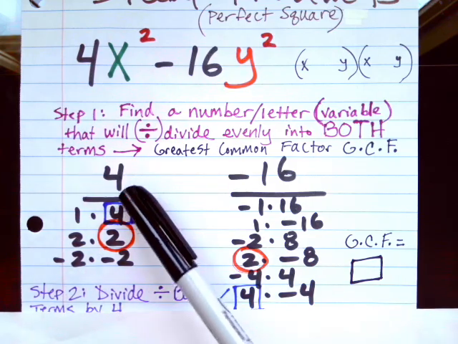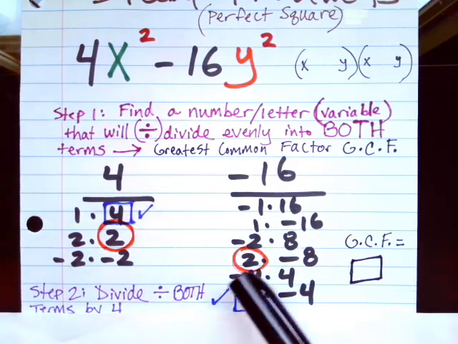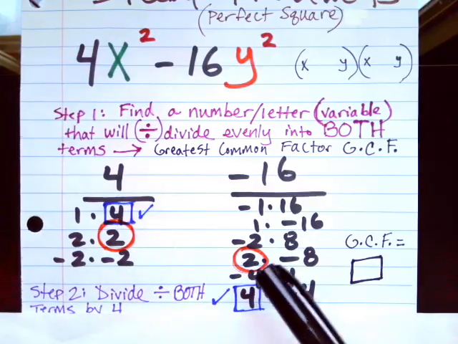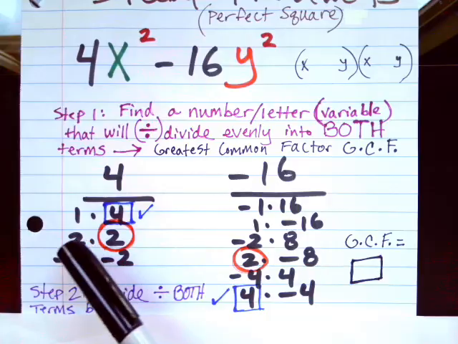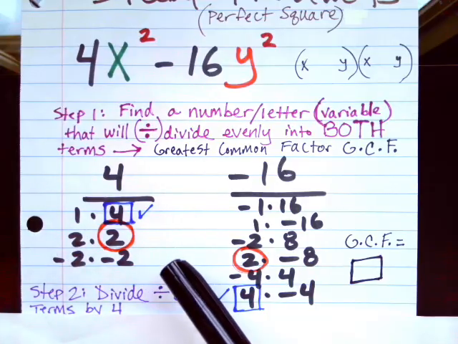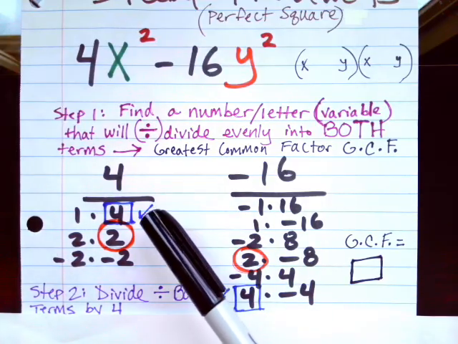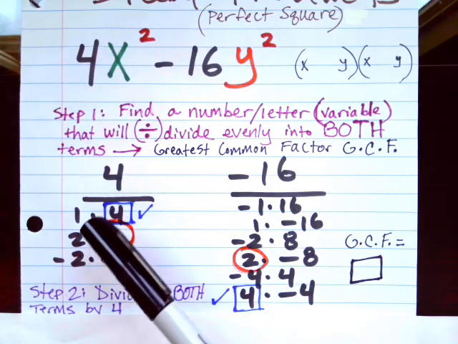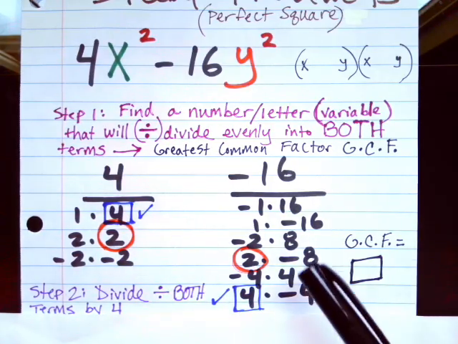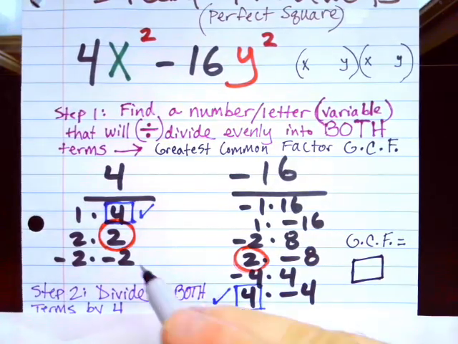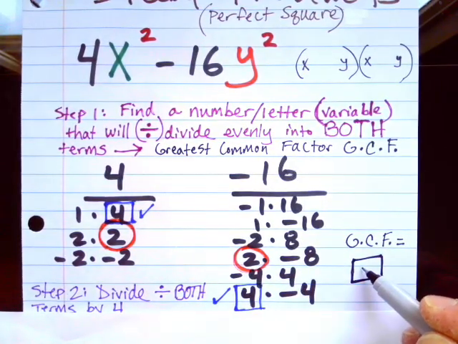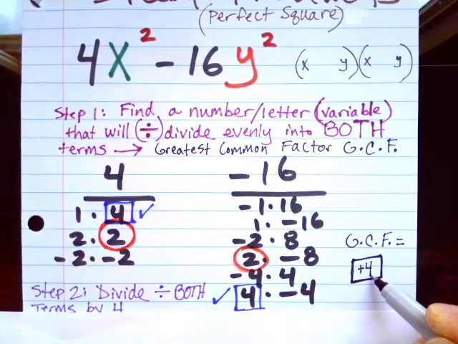Now, as you can see, both of these terms share a 2. They both share a positive 2, right? 2 times a negative 8 gives me a negative 16. 2 times 2 gives me 4. But there's a larger, greater number they both share: 4. 4 times 1 is 4. 4 times a negative 4 is negative 16. So the greatest common factor between these two terms is a positive 4.